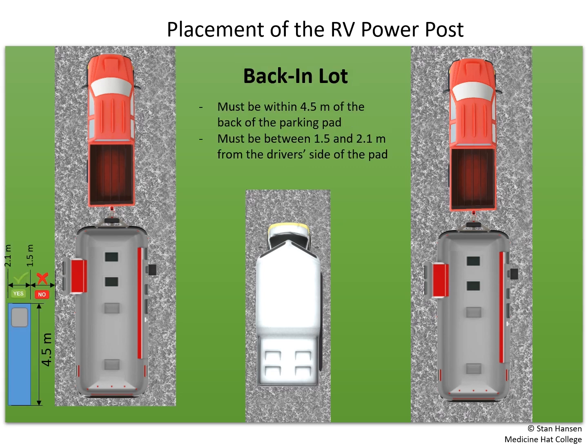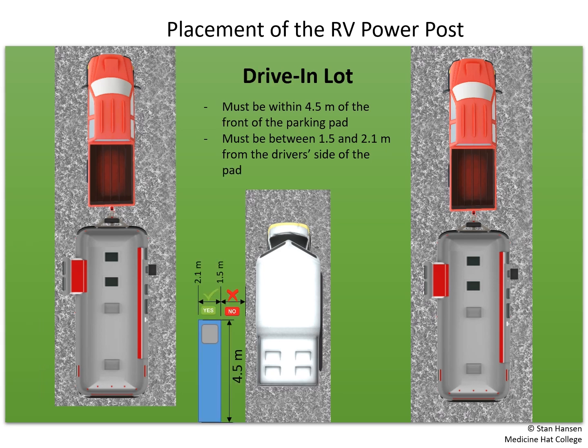For our back-in lots, the power post is going to be found within 4.5 meters from the back of the parking pad. It must also be located on the driver's side of the pad and between 1.5 and 2.1 meters from that pad. This allows us to have our tip-outs without any danger of hitting the power box.